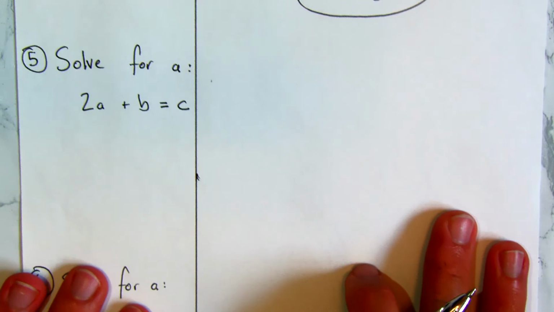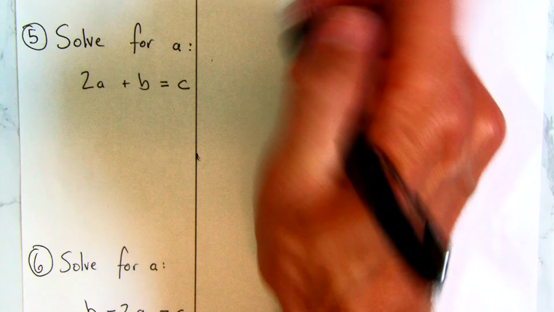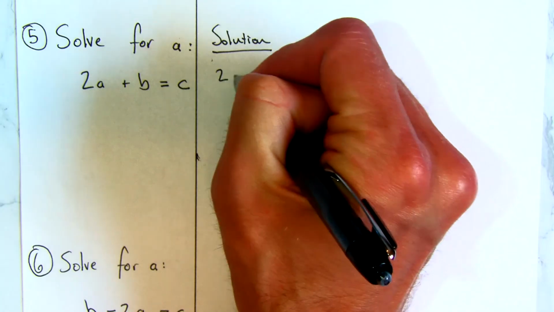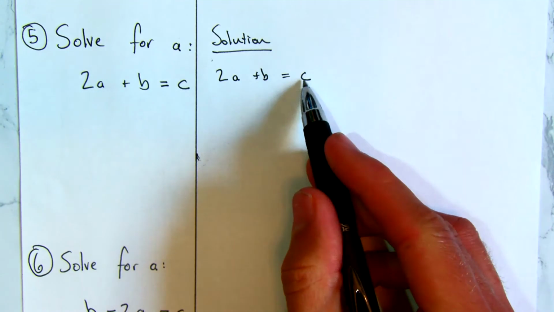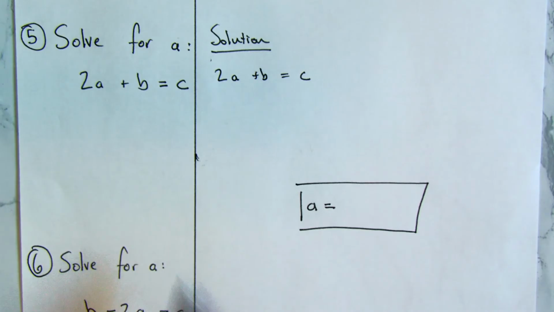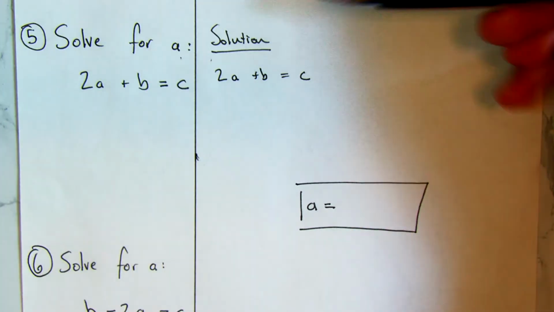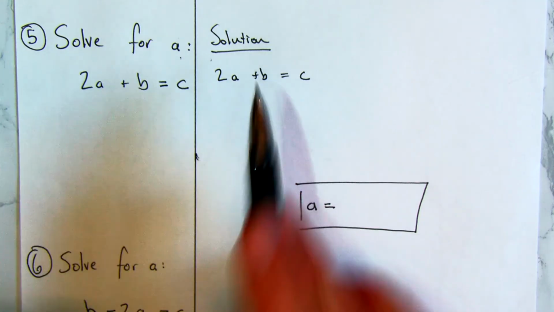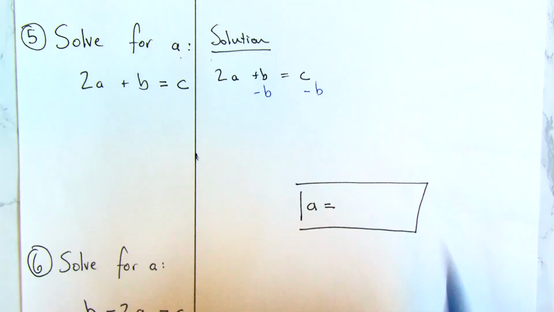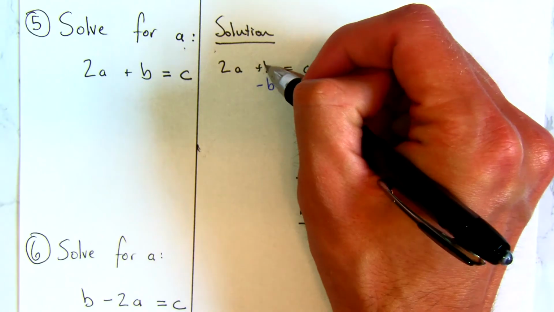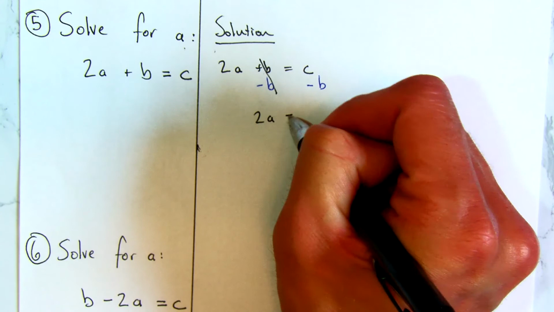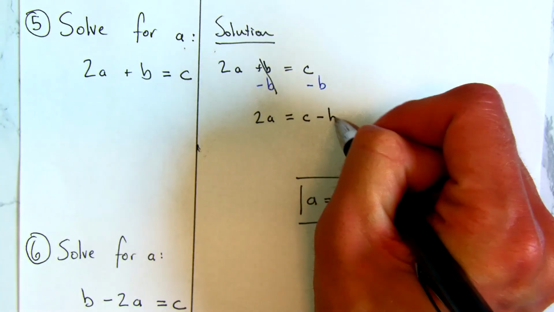Number 5, solve for a. So we have 2a plus b equals c to start with, and then at the end of the day, we want a equals something because we're solving for a. Alright, to make a alone, we need to undo that addition by b first. So let's subtract b on each side. Positive b minus b cancels, and all I'm left with is 2a equals c minus b. Make sure you write them side by side.